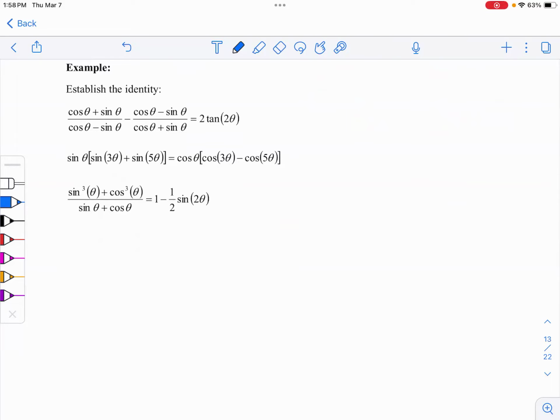All right, let's establish some identities. Time we got? Okay, we got enough time for one. All right, so I got A, B, C. Let's start with A. What side do you think we should start on? Yeah, I think probably the left, right?